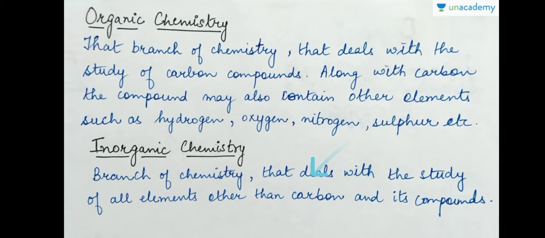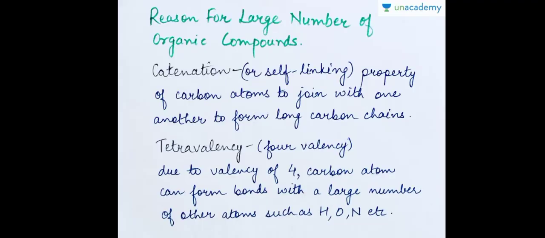Now the next question that comes to our mind is why only carbon forms such a huge number of compounds. This is because carbon shows the property of catenation, or self-linking. Many carbon atoms can join together with one another and form long chains of carbon compounds, and they can also form rings of carbon, and the compounds may also be present in the branched form.